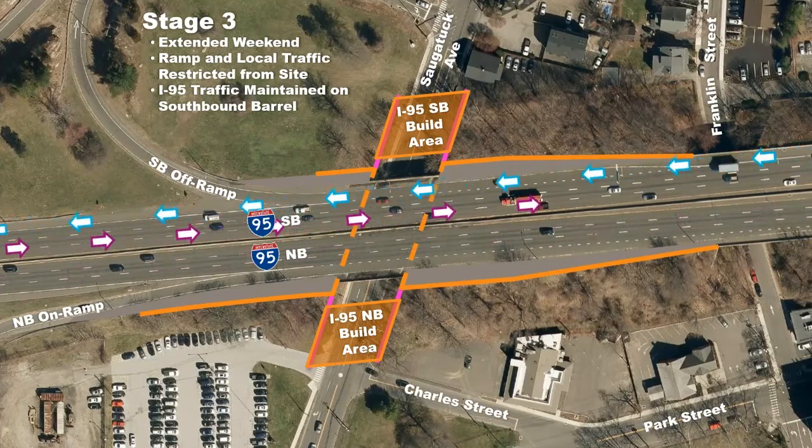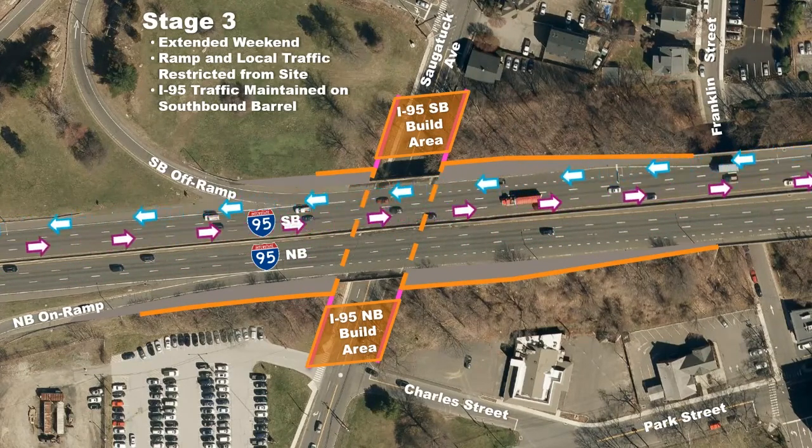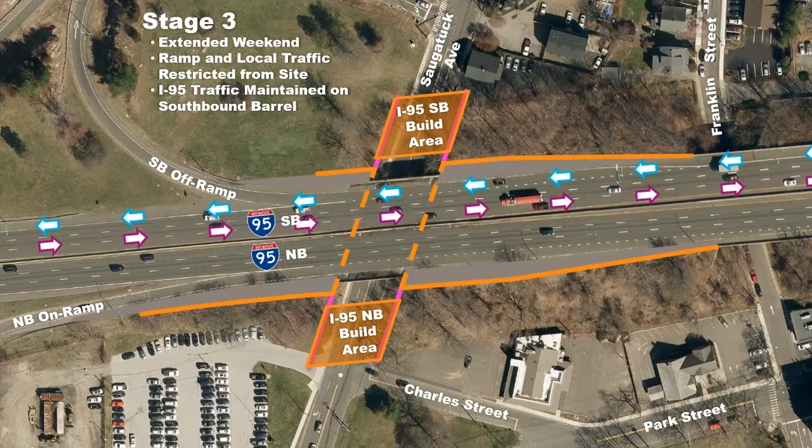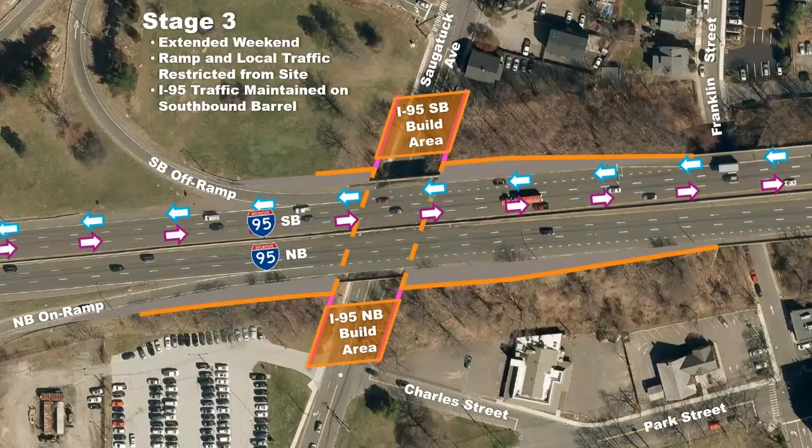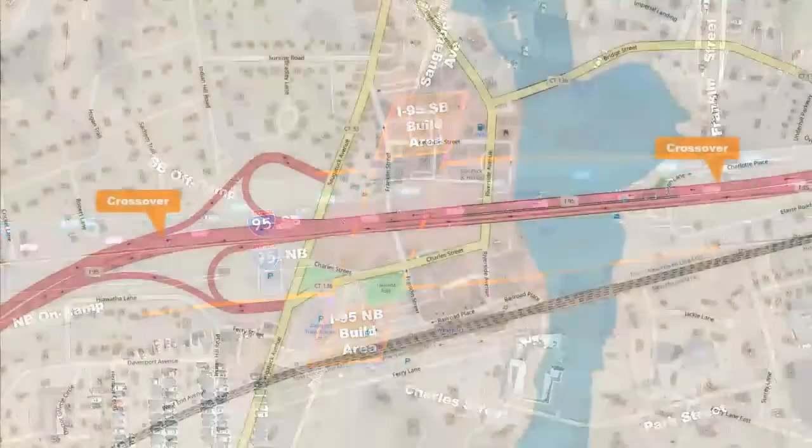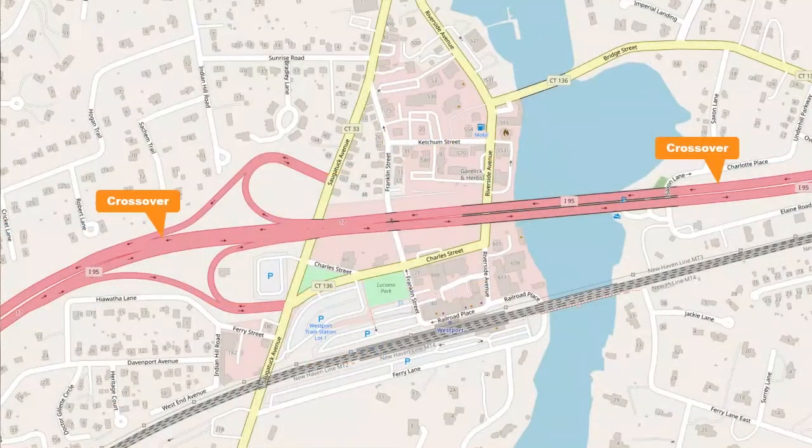I-95 northbound will also be restricted to 2 lanes. Using pre-constructed median crossovers, northbound traffic will be shifted onto the southbound barrel. The median crossovers will occur west of Exit 17 and east of the Saugatuck River, allowing work to be performed on the northbound barrels of Bridge 62 over Saugatuck Ave, Bridge 63 over Franklin Street, and Bridge 64 over the Saugatuck River.